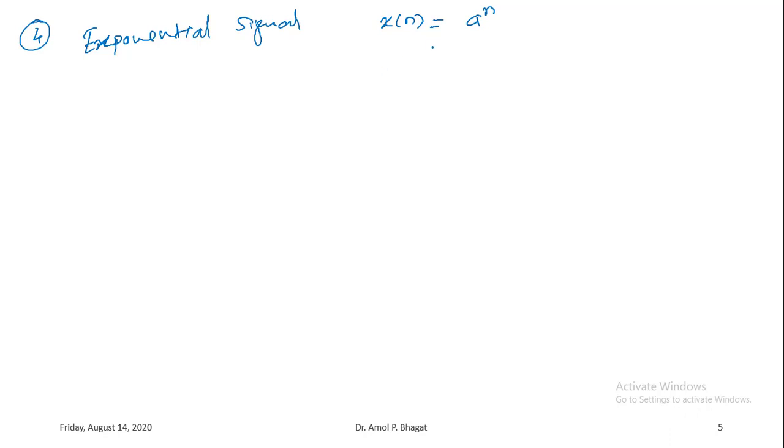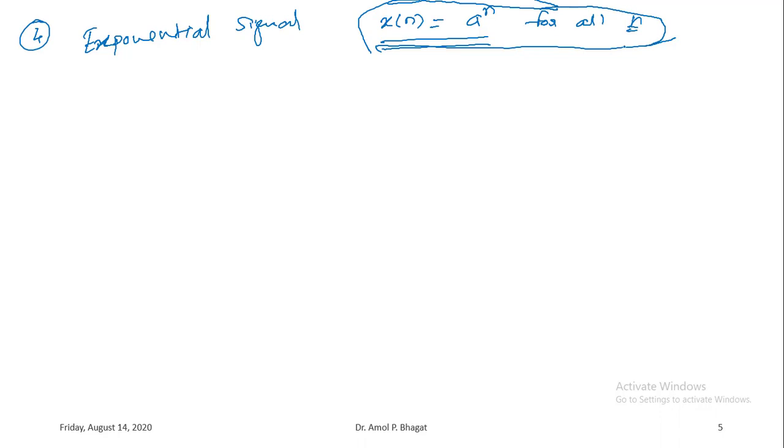So this exponential signal will exist for all values of n, right? It is defined for all small n. It may be a positive value or it may be a negative value. The signal value will exist for all values of n, and it is defined as x of n is equal to a to the power n. So this is nothing but the functional representation of the exponential signal.